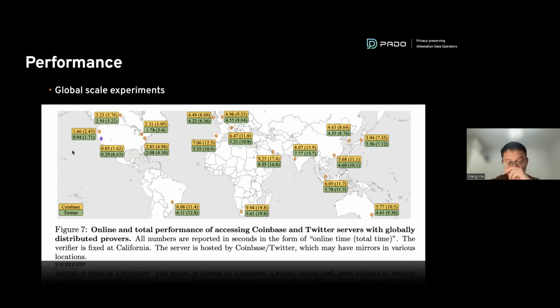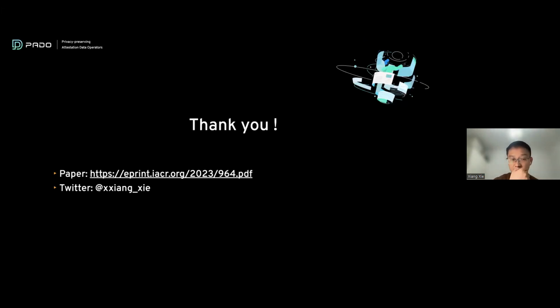So these numbers show that our protocol scales very well, and we have also integrated it into our product, which shows that it works very well. We put our paper on ePrint, and it has been accepted by USENIX Security this year. I'm very happy to discuss any questions with you online or offline. That's basically all of the presentation. Thank you.